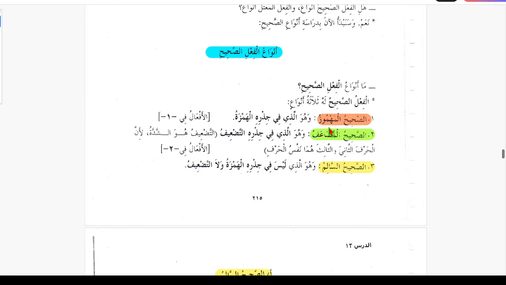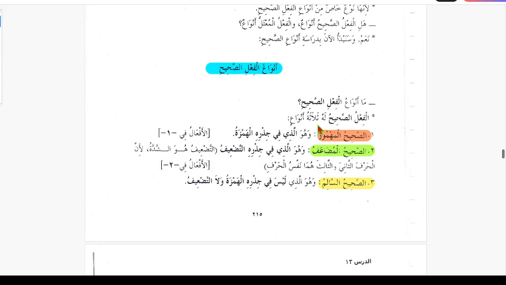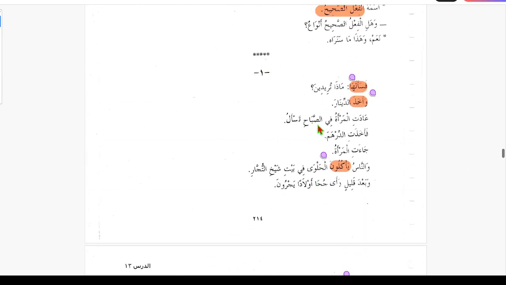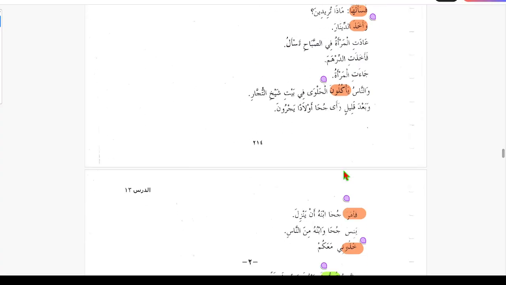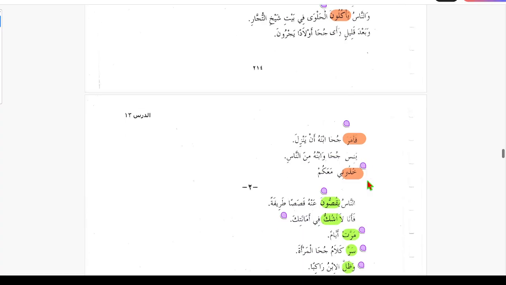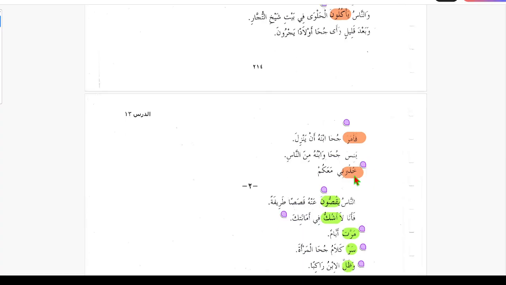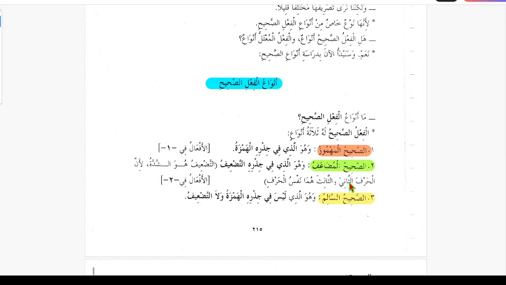Number one is sahihul mahmuz. This is the verb that has hamza in one of its root letters. Like we have example number one here. Like akhaza, the first root letter is hamza. Sa'ala, the second one is hamza. Akala, the first one is hamza. Jaa, the third one is hamza. Amara, the first one is hamza. So that is the first kind, and this is the group of the verbs in number one we just have seen.